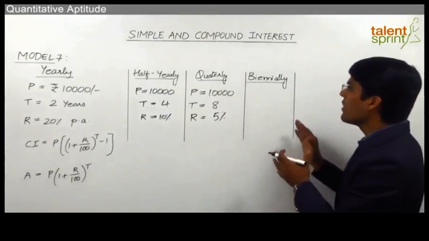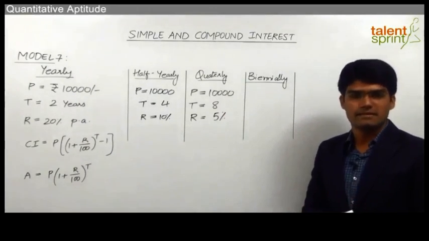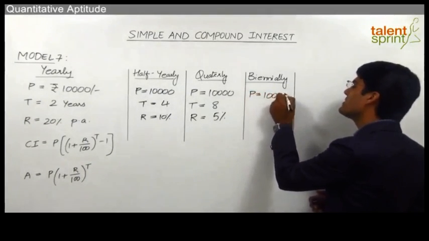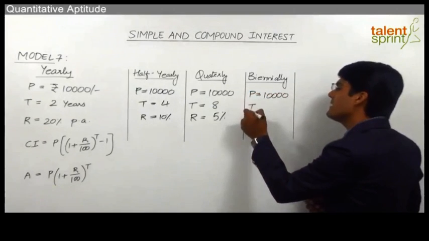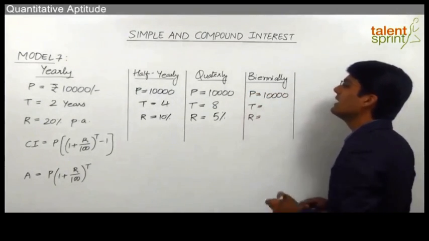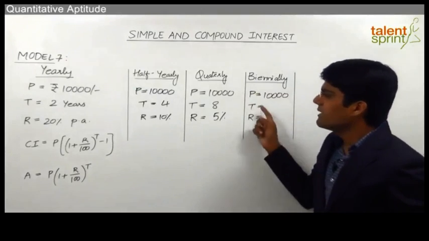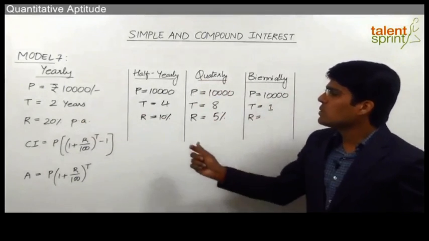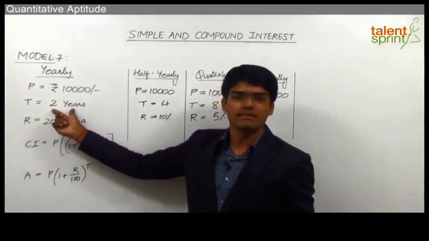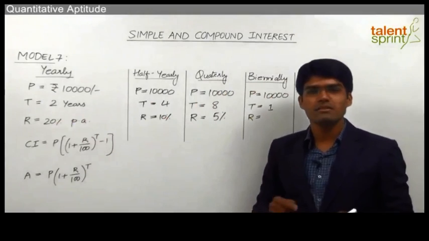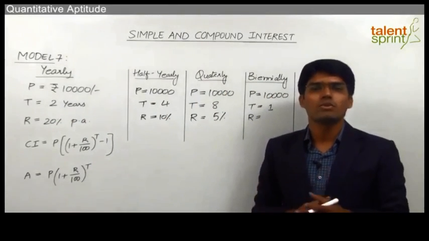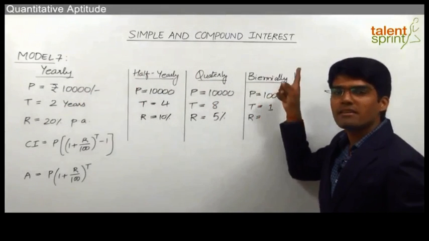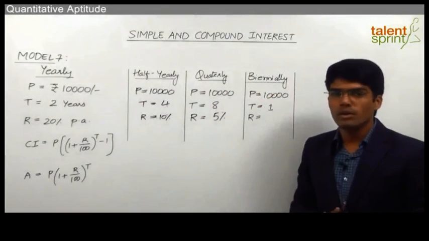And let us now look at what happens in case of a biennially calculation. As discussed in the previous two cases, principal would remain same, 10,000 as it is. But the time period and rate of interest would be changing in this case. The time period here will be equal to only 1 period. Why? Because the total time given in the question is 2 years. And since it is a biennially calculation, 1 period will be equal to 2 years. So this whole span has got only 1 period of a biennially calculation. That is the reason time should be taken as only 1 period.